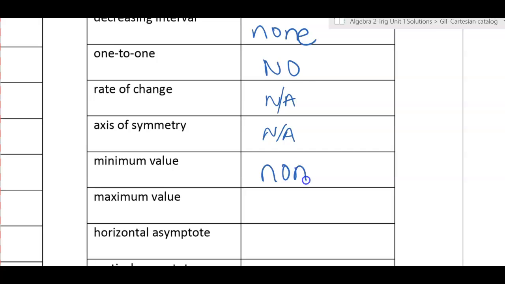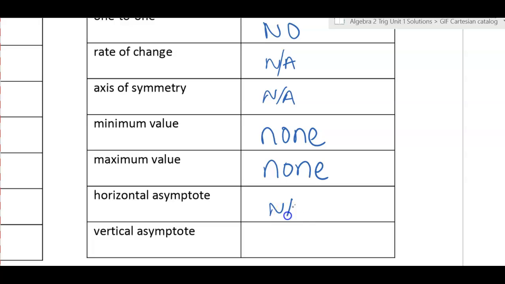So minimum and maximum, because they're infinite, none. And then the asymptotes are not something that is studied with this type of function, okay? Do we feel a little bit better about greatest integer function? Okay, so you're just going to take apart the equation.